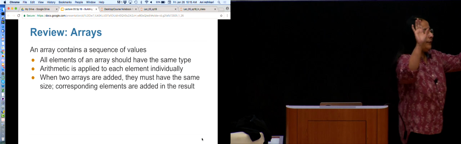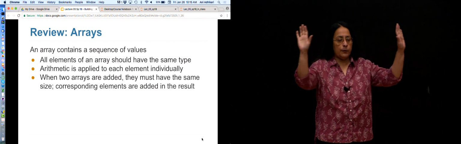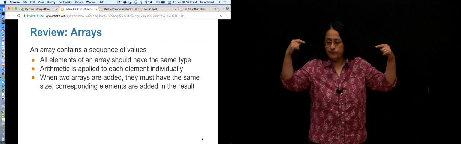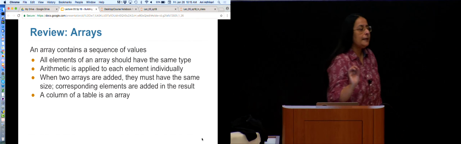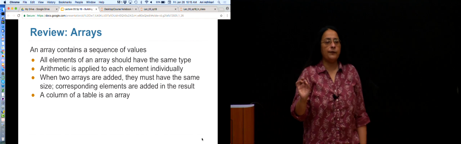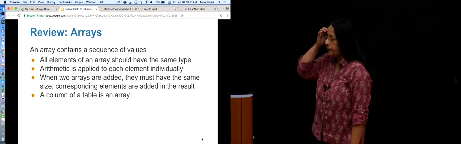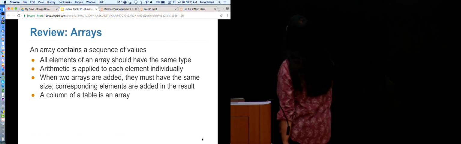And you saw last time, if you have 2 arrays of the same size, you can add them, you can multiply them element by element. And what we didn't spend time on last time is that a column of a table is an array, and much time is going to be spent today on that. So that's a brief review of where we were.